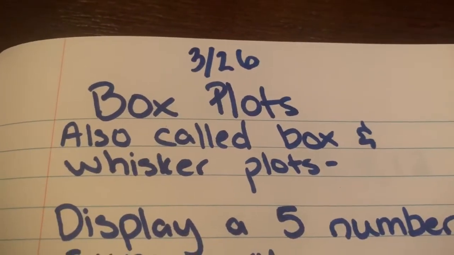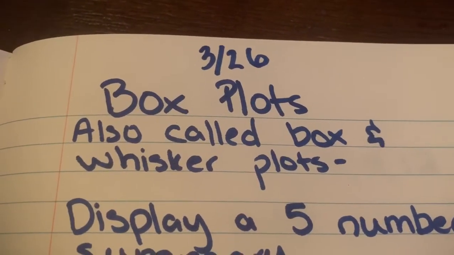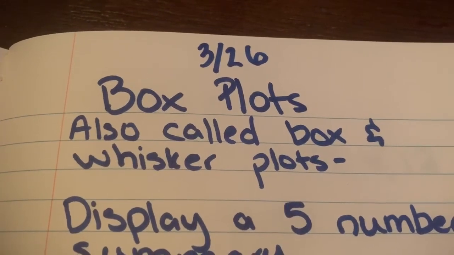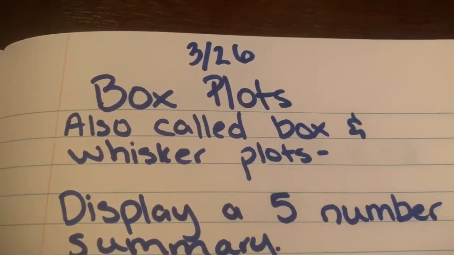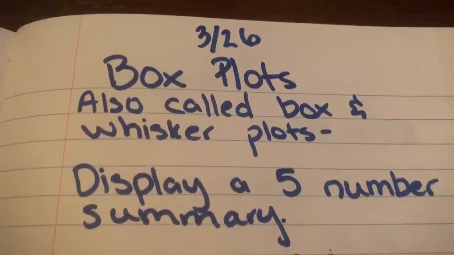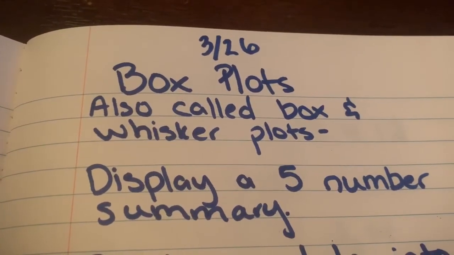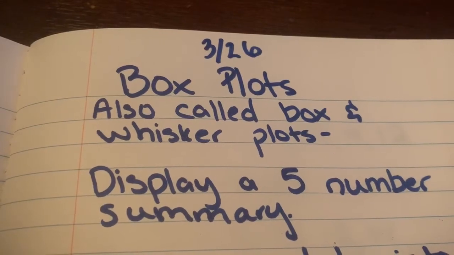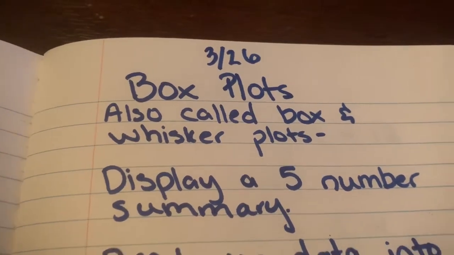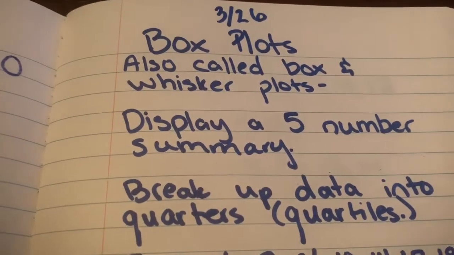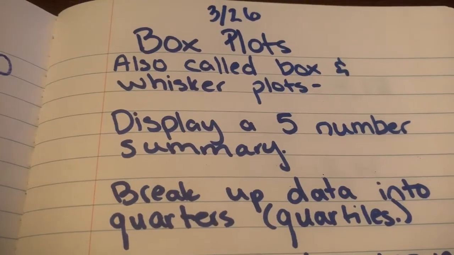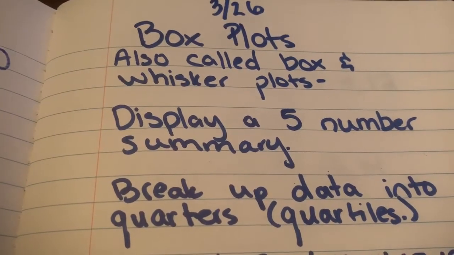So this is part of our statistics units. Box plots are also known as box and whisker plots. There's something called a 5-number summary. The nice thing about this lesson is the fact that it's something you already know how to do most of this. So the first thing is we're going to be breaking up our data into quarters, but I'm going to be using another word called quartiles.